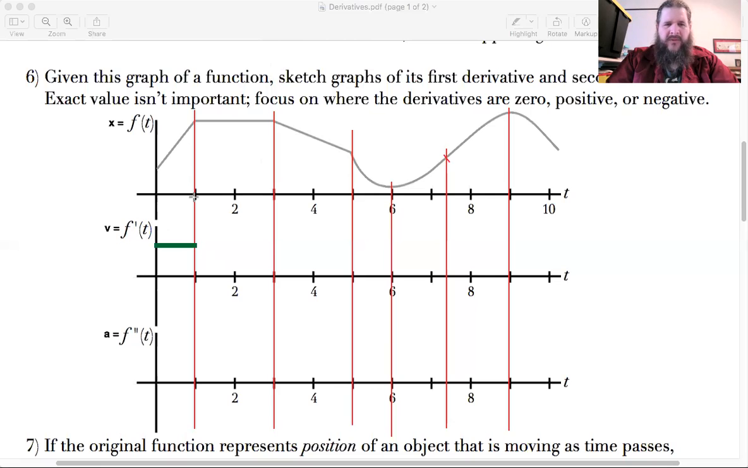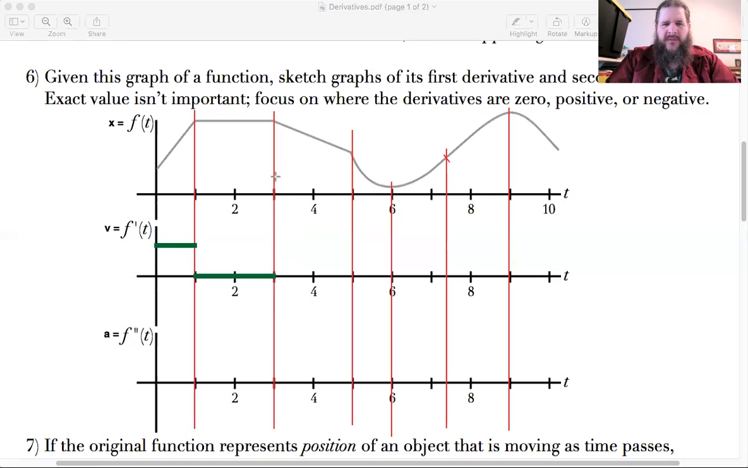And then what about from 1 second to 3 seconds? What's the slope of position there? Yeah, 0 slope. So that means we have 0 as the value for velocity during that period of time.